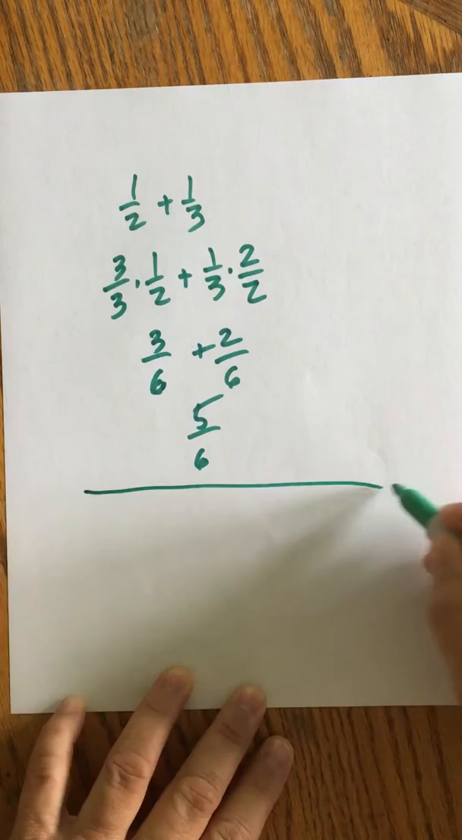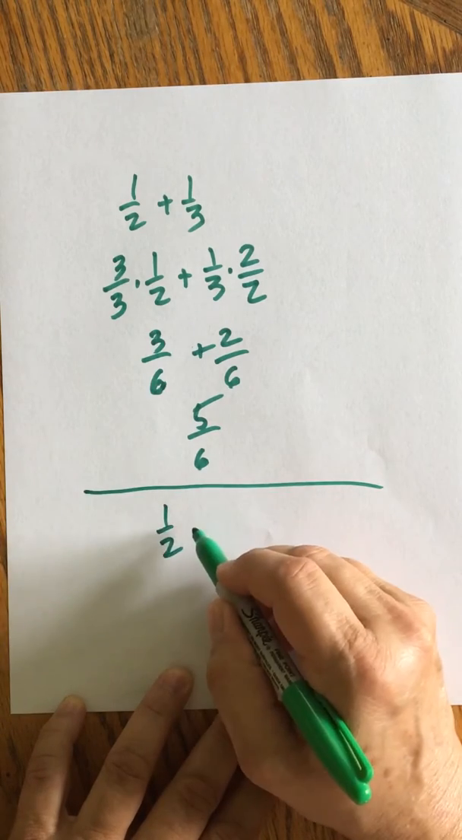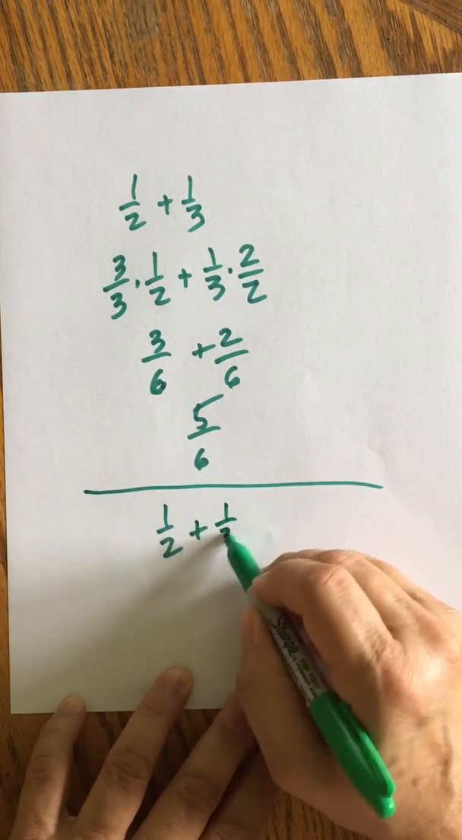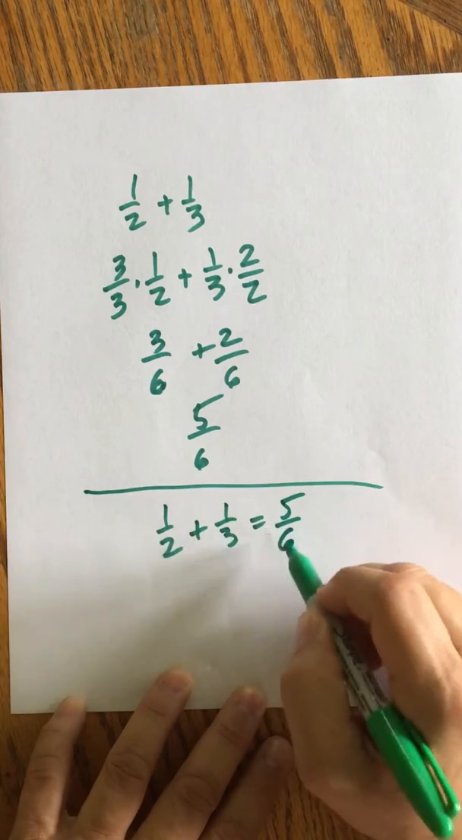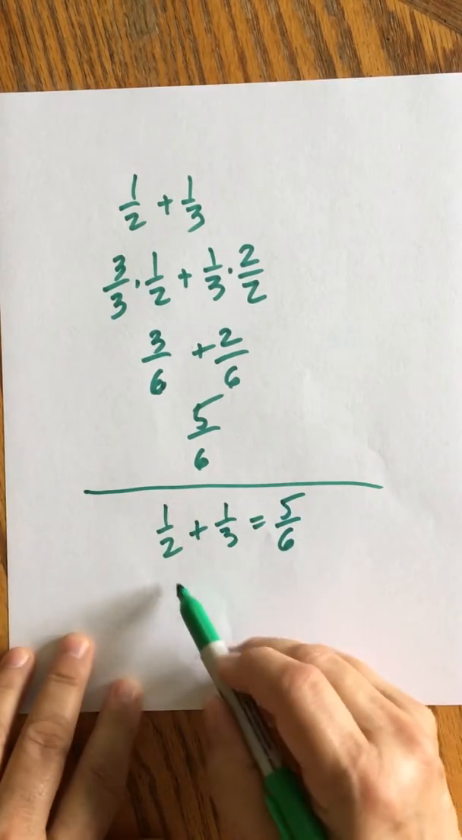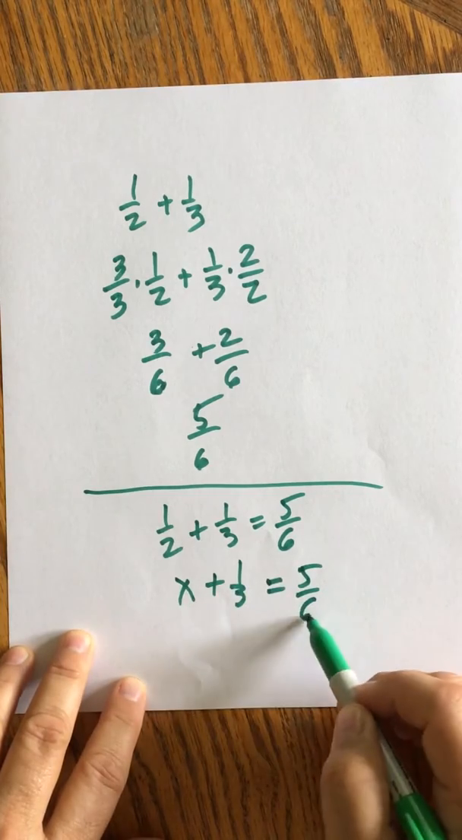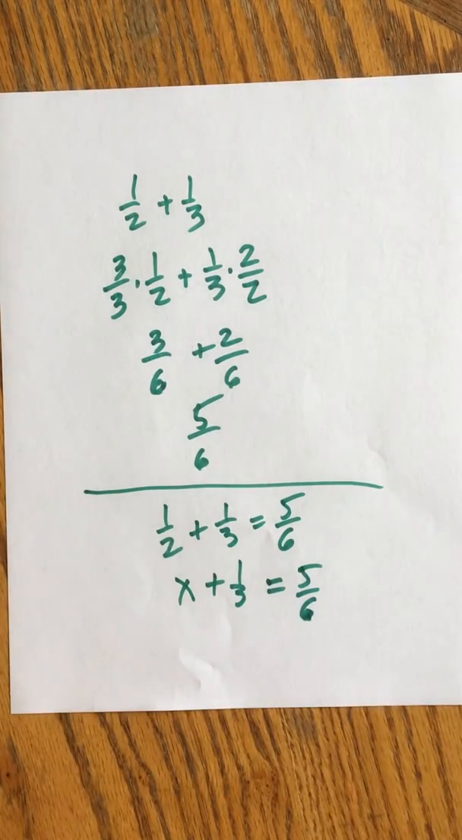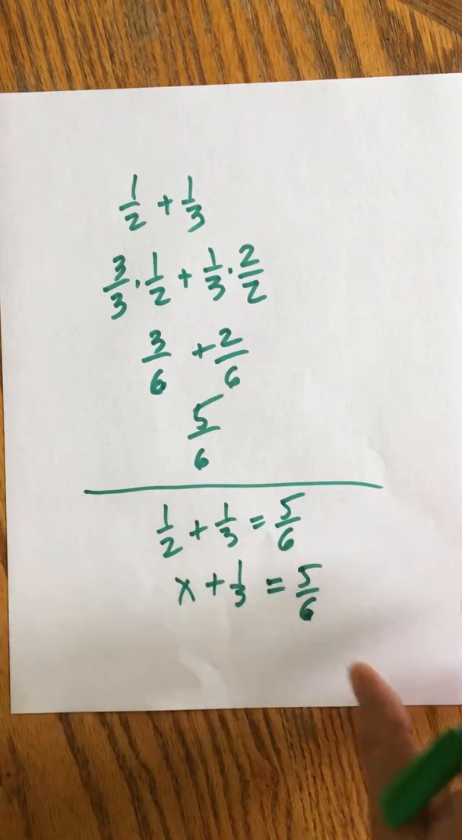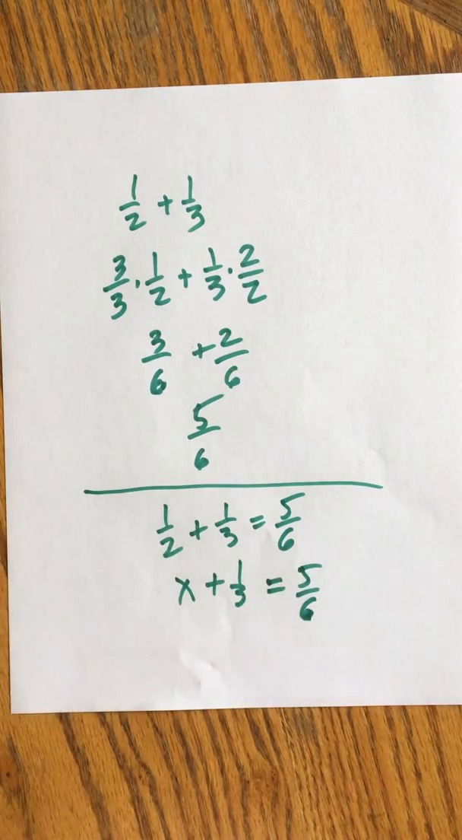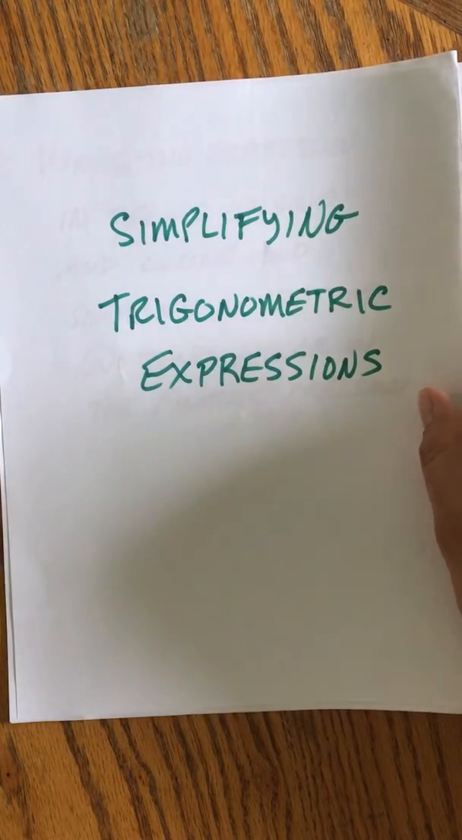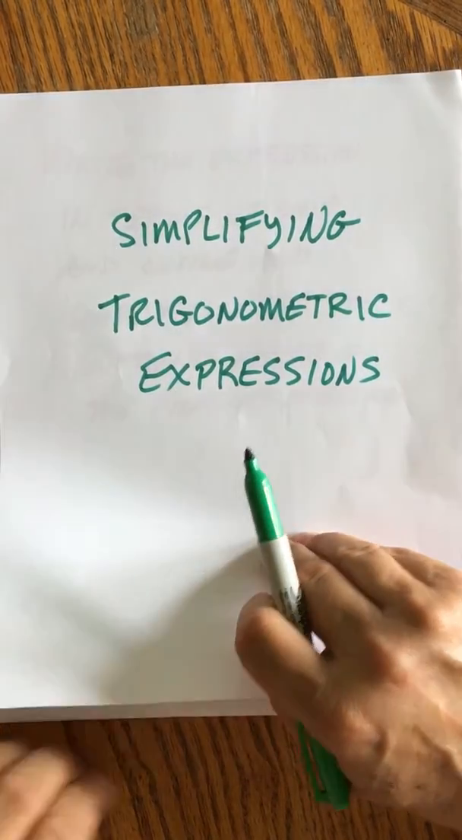If instead I had said, hey, a half plus a third equals 5/6, that's more of an equation, and maybe I could have said it something like this. See, now that's an equation, I can solve for it. All right, so an expression just doesn't have the equation part of it, the equal sign. We're actually solving for it. All right, so let's take a look at simplifying some trigonometric expressions.